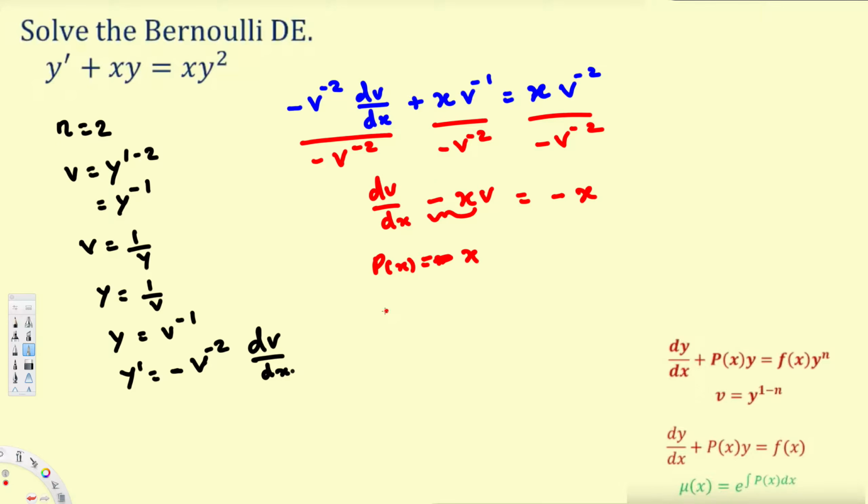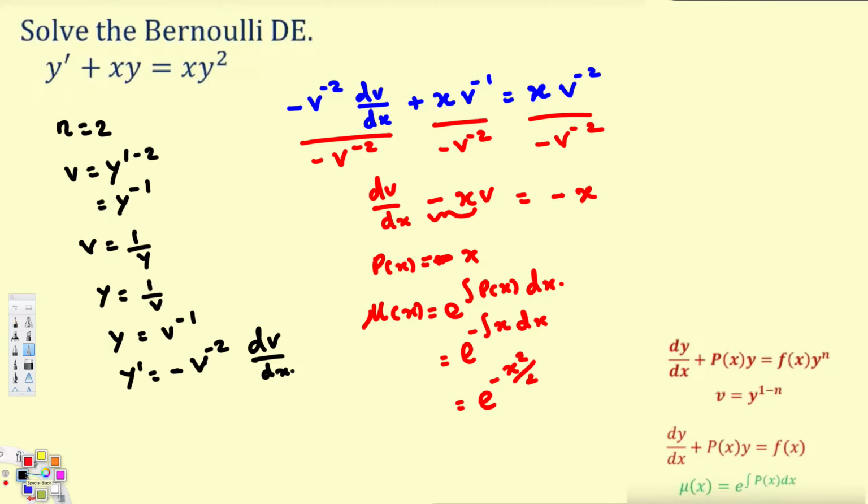If we find the integrating factor, mu of x is equal to e power integral of p of x dx, and this is going to be e power negative integral of x dx. If you take the integral of this, that's going to give us e power negative x square divided by 2, and this is going to be our integrating factor. Now what we have to do is multiply both sides of this equation by this integrating factor.